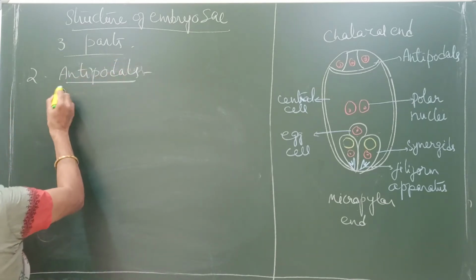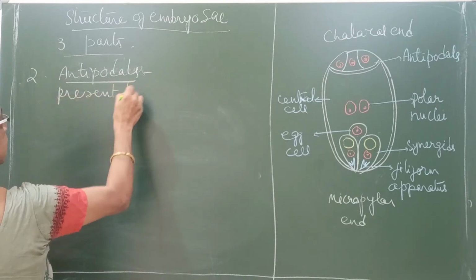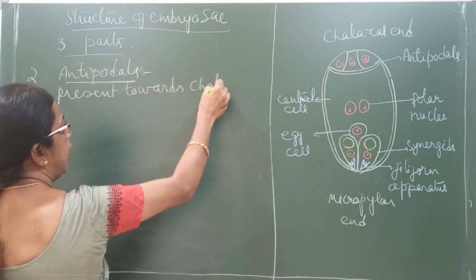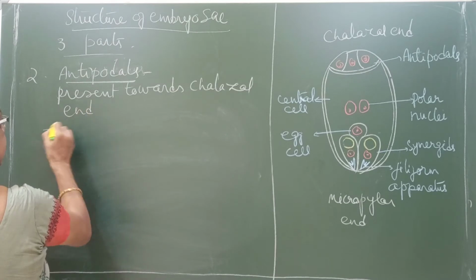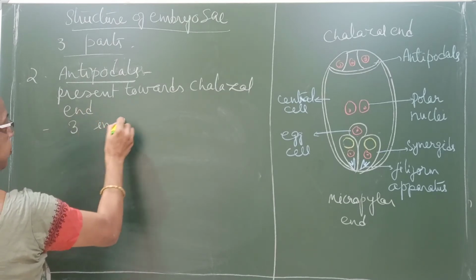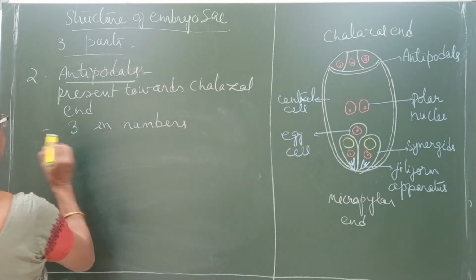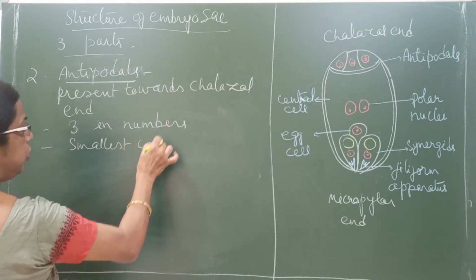Antipodals, as we have seen in the diagram, are present towards the chalazal end. They are three in number, and these are the smallest cells of the embryo sac.